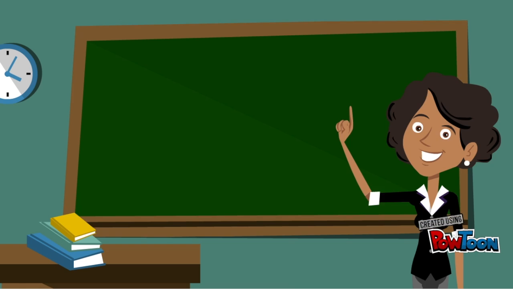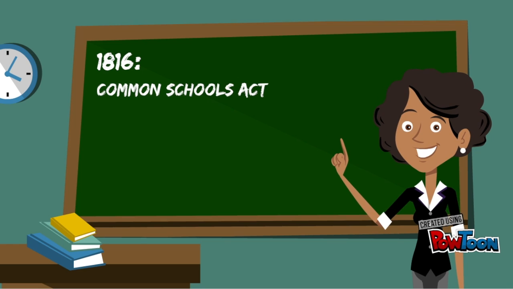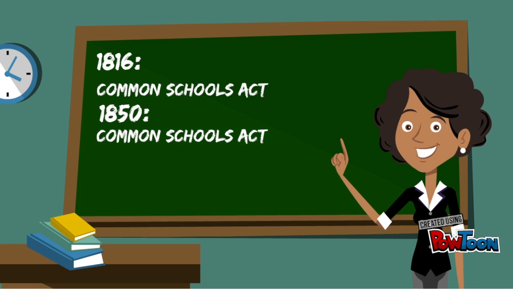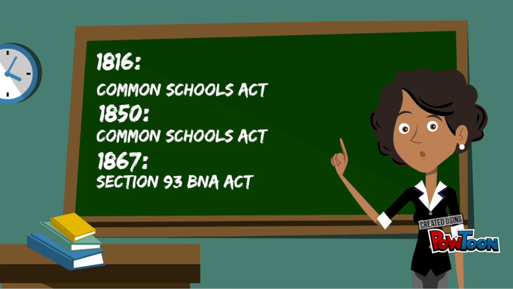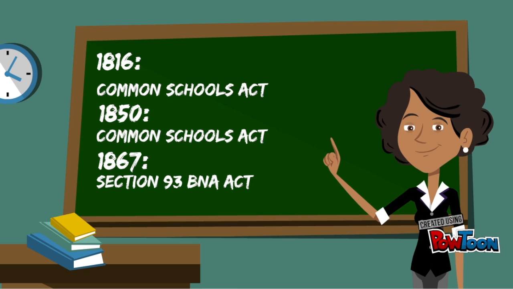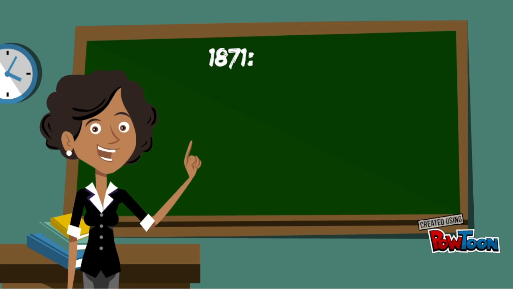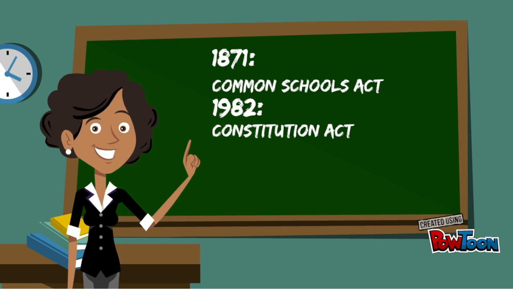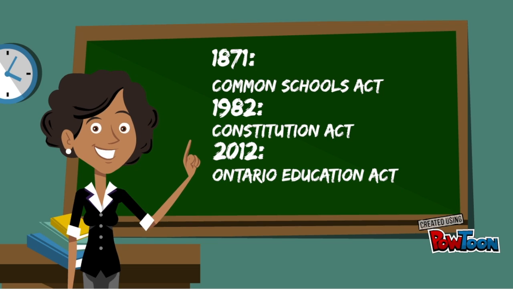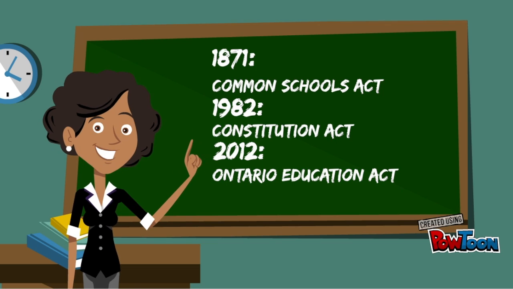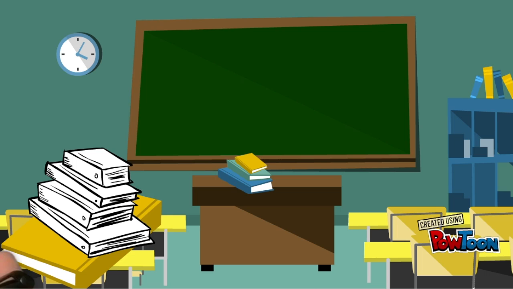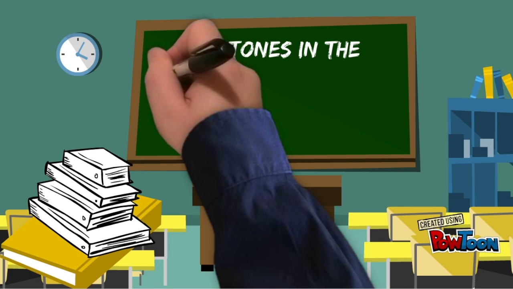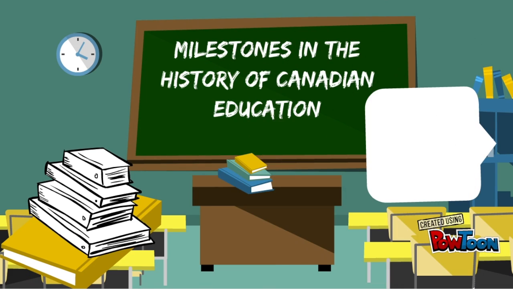We will look at the 1816 Common Schools Act, the 1850 Common Schools Act, the 1867 Section 93 BNA Act, the 1871 Common Schools Act, the 1982 Constitution Act, and the 2012 Ontario Education Act. Here are the milestones in the history of Canadian education.